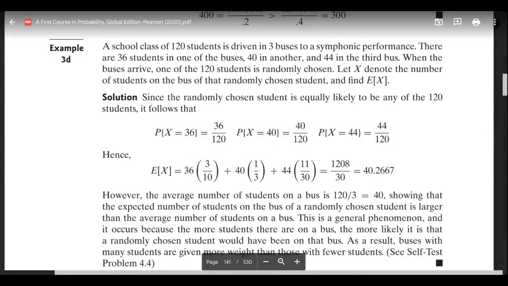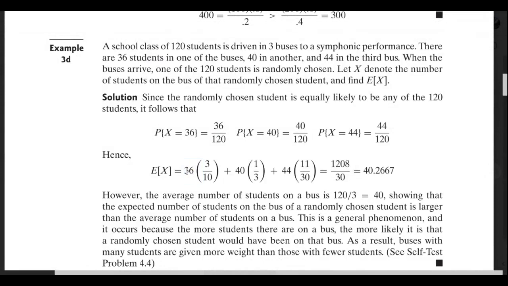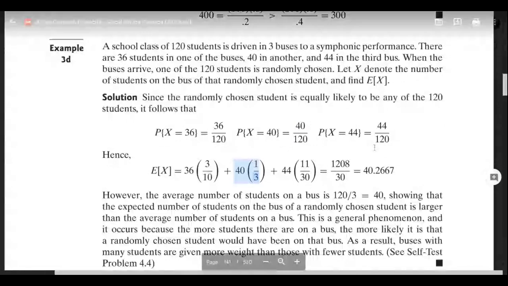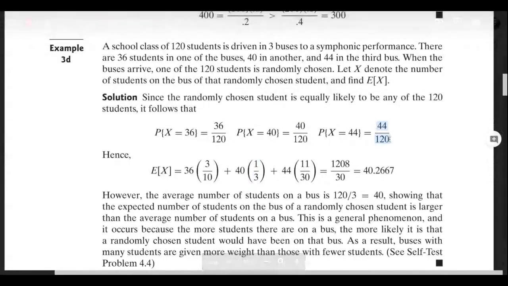The expected value is the value of the random variable multiplied by its probability. Simplifying, 36 over 120 in simplest form is 3 out of 10. Then plus 40 times 1/3, since 40 divided by 120 is 1/3. Then 44 multiplied by 11 over 30, after dividing by 4. So it's about 40 something expected value.